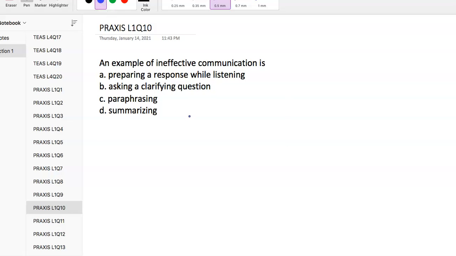Let's see, preparing a response while listening, clarifying question, paraphrasing, or summarizing. Okay, so if we're preparing a response while listening, we're not really listening that well, right? Preparing a response while listening is referred to as rehearsing, and it is a form of ineffective communication. However, clarifying questions, paraphrasing, and summarizing are all forms of active listening.